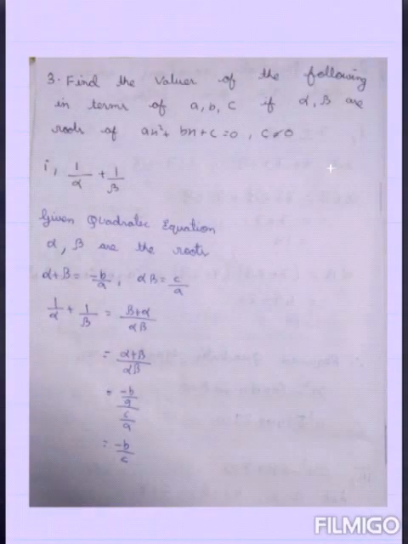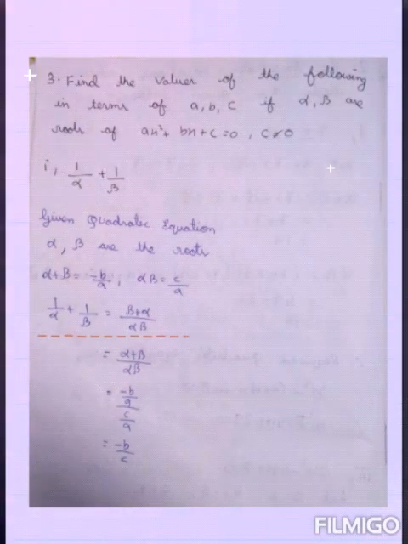So moving on to the next type, that is, find the value of the following if alpha, beta are roots of ax square plus bx plus c equal to 0, where c is not equal to 0. The given question is 1 by alpha plus 1 by beta. Given the quadratic equation, alpha and beta are the roots. So we already know the formula: if an equation is given as ax square plus bx plus c equal to 0, then alpha plus beta is equal to minus b by a and alpha beta is equal to c by a.